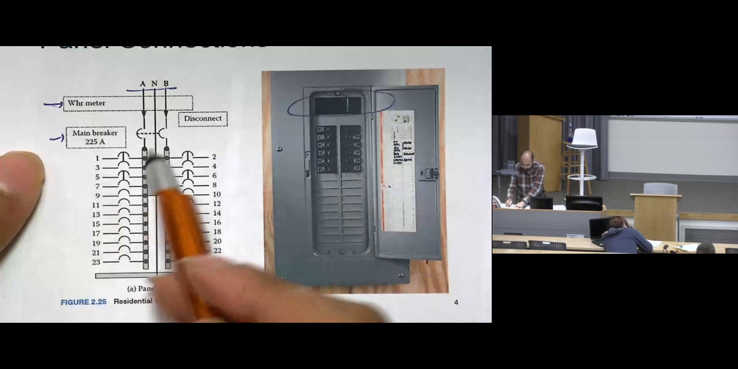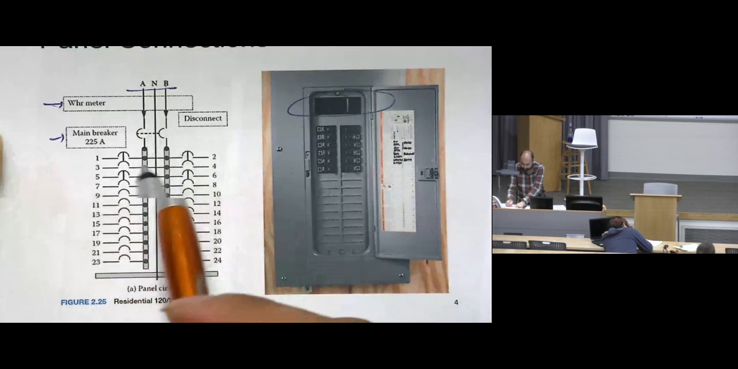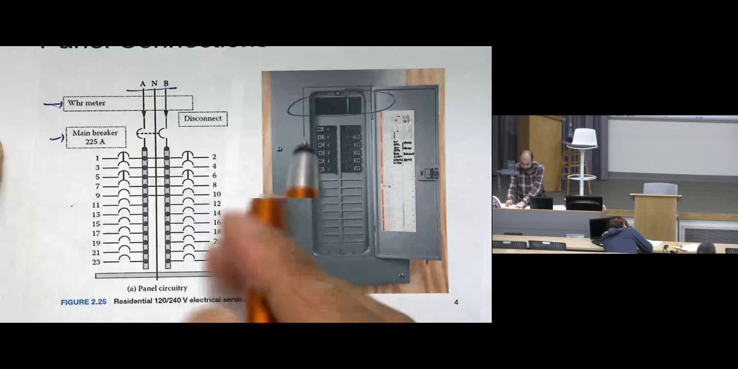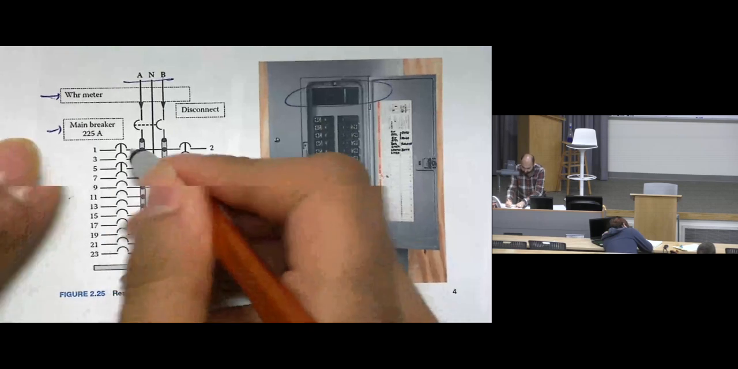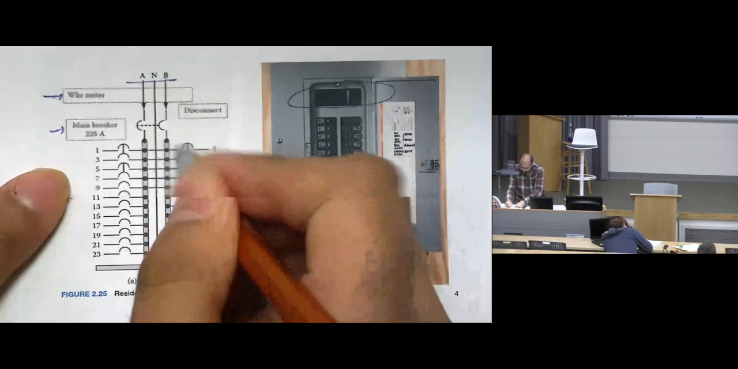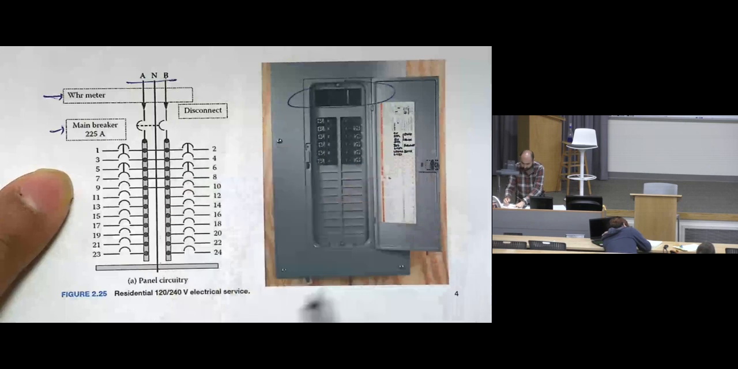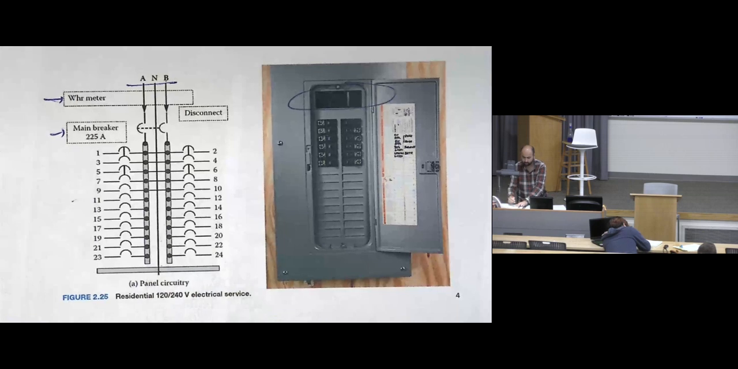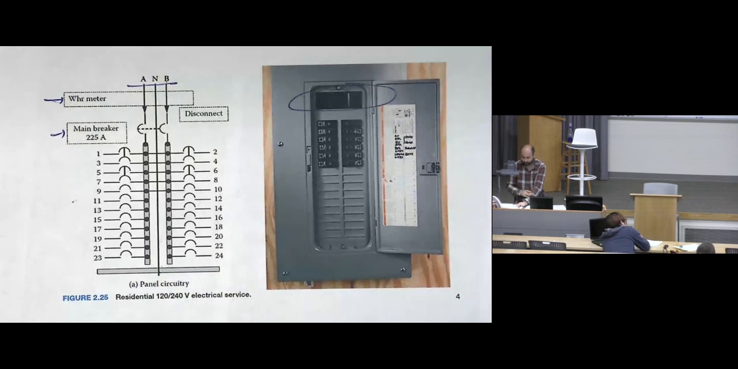So then you will see phase A, phase B, and when we see a connection between A and B, it will be A to B, which is 240. When there is A and a neutral, it will be 120, and so on. Okay, any questions?